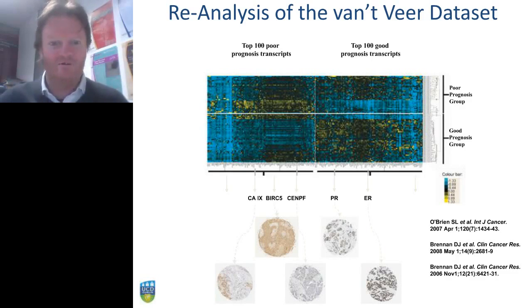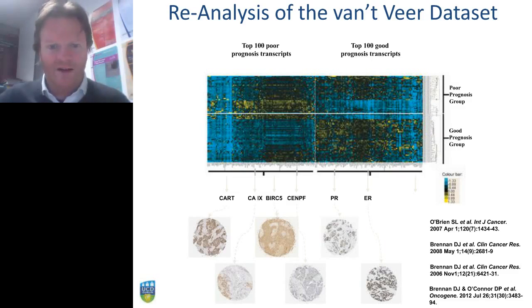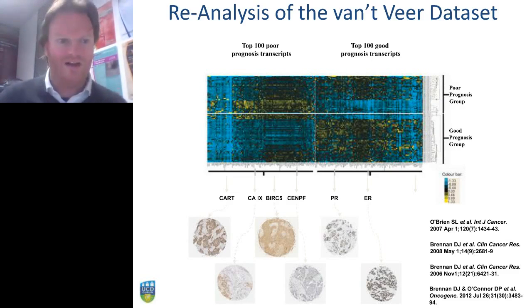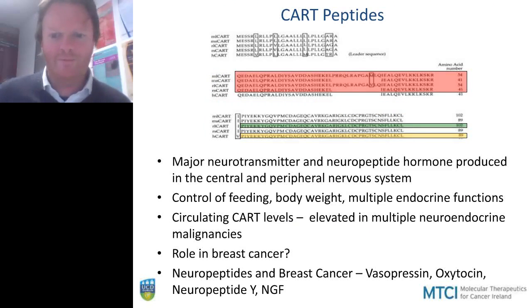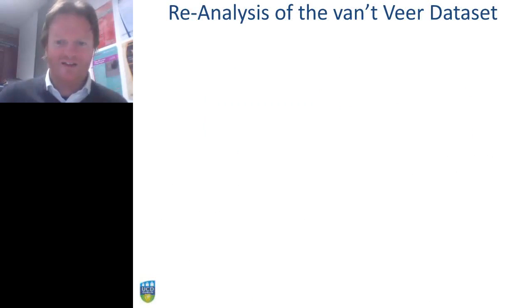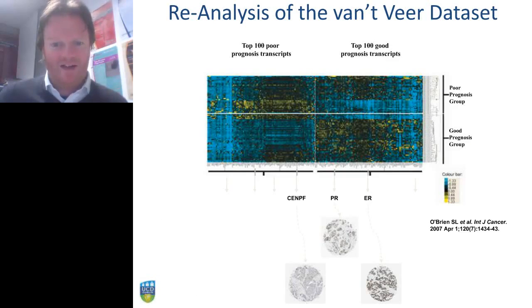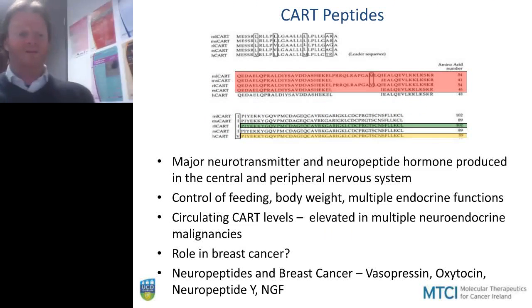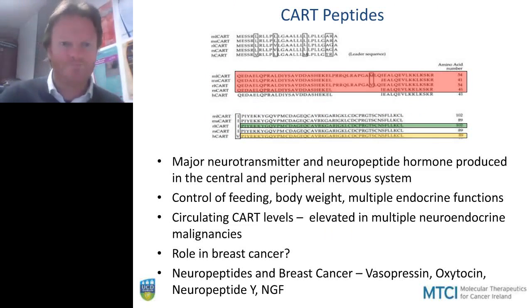So the case study that I'm going to show today is the example of a protein called CART, or the cocaine and amphetamine regulated transcript. From this reanalysis, we identified CART as being in the top 5 of our poor prognosis genes.